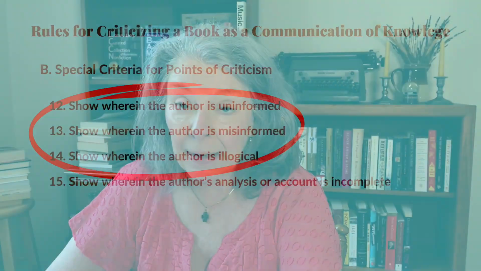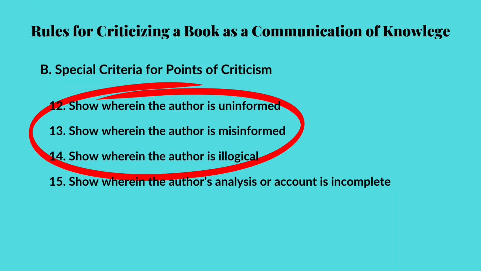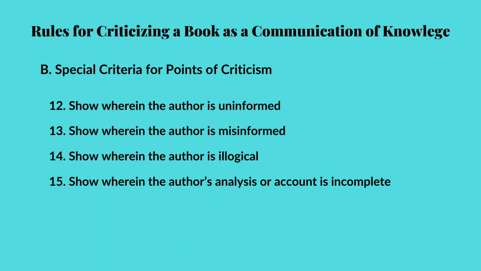Now, of these last 4, the first 3 are criteria for disagreement. It's okay to disagree if you find in some way that the author is uninformed, misinformed, or illogical. But failing in all of these, you must agree at least in part. Although you can suspend judgment in light of the last point if you think the author's analysis is incomplete. Now, these are the general rules for reading most books.